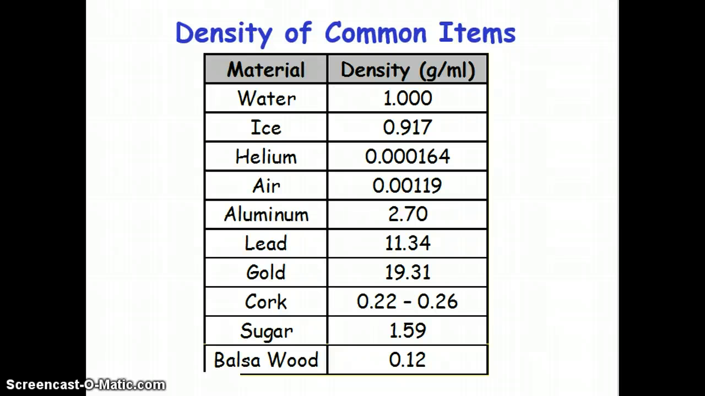Here are the densities of some common materials. Notice that the density of water is 1 gram per milliliter. If an object has a density that is greater than 1, then it will sink in water. Which objects or which materials listed here will sink in water? Aluminum, lead, gold, and sugar will sink in water. Ice, helium, air, cork, and balsa wood will float.